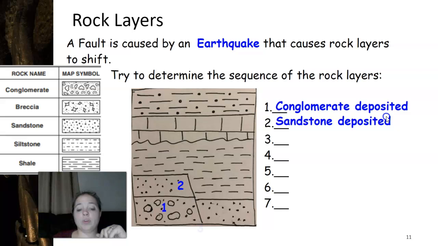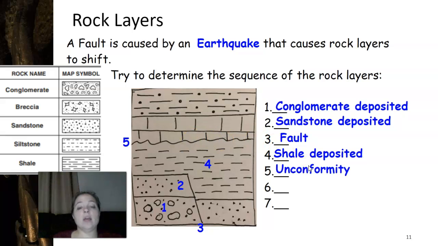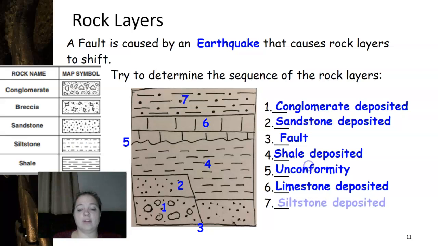All right, well, what's number 3? Number 3 would actually be that fault. And yes, that's what you write down, is fault. Number 4, you would have your shale. Number 5, ooh, there's another squiggly line, unconformity. Number 6 is the limestone, and number 7 is the siltstone. Siltstone looks like this with the dots into the dashes.